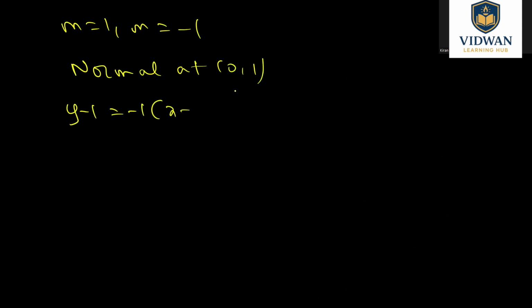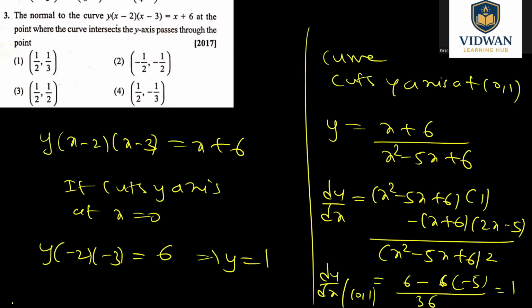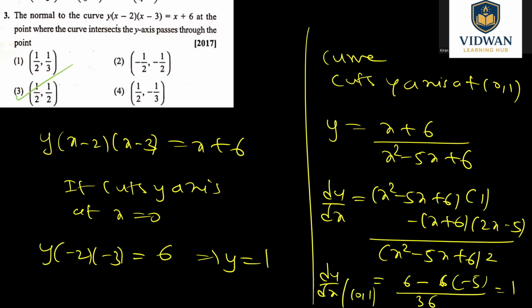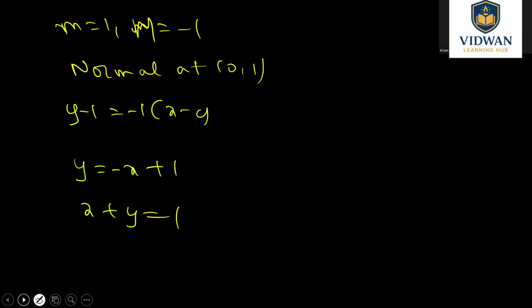So the normal slope is -1. So what is the normal at 0, 1? y minus y1 equal to slope into x minus x1 you can use. This is capital M, this is small m. So y equal to minus x plus 1, or it would be better to write everything on the LHS: x plus y equal to 1. So it passes through which point? So option C will satisfy. So x plus y is 1 only in that case.